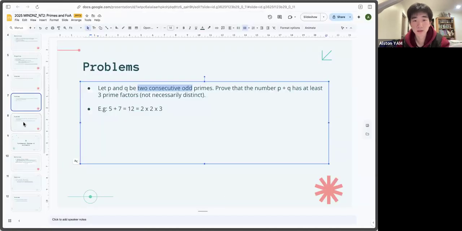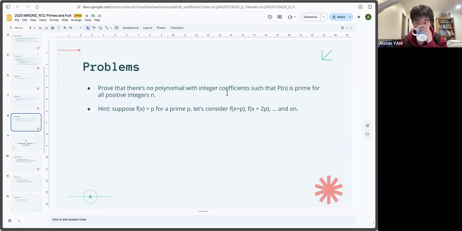All right, let's go back. We want to prove that there is no polynomial with integer coefficients such that P of n is prime for every positive integer n. Basically it's saying there cannot be a polynomial so that whatever positive integer I plug into it, it will always spit out a prime number. It seems pretty ridiculous, because there's no formula for primes. So let's prove this formally.